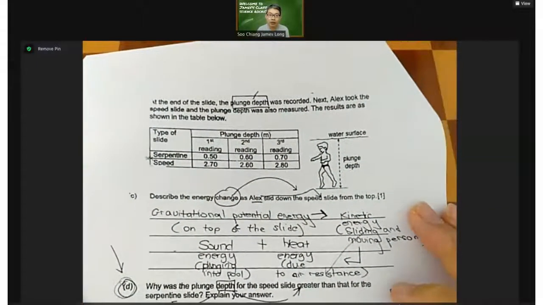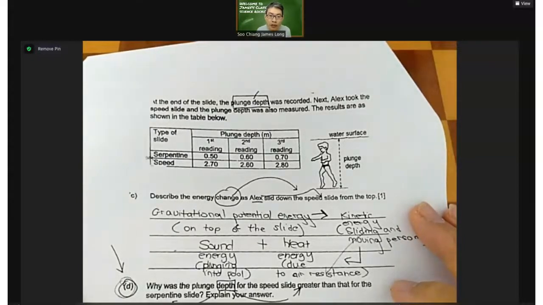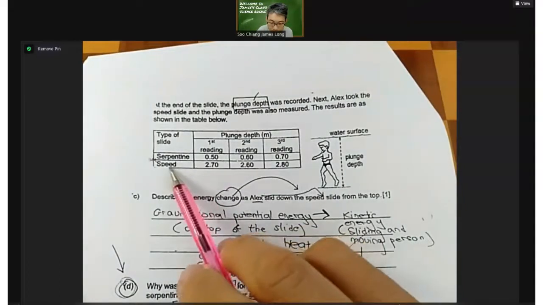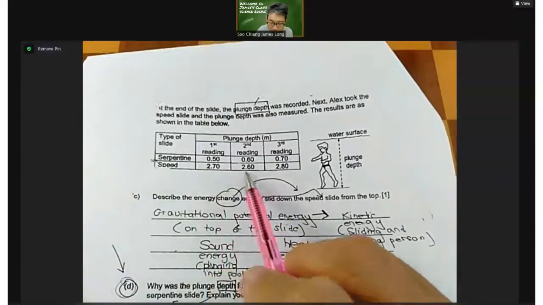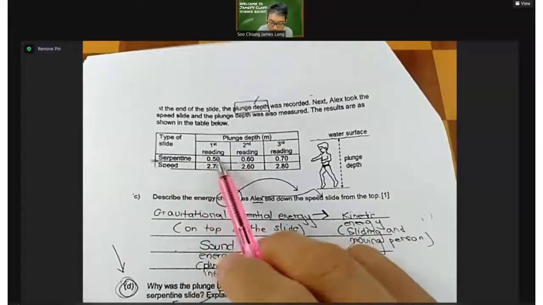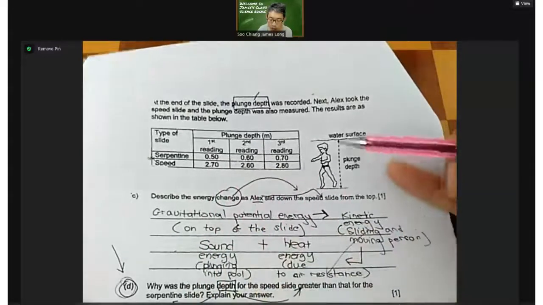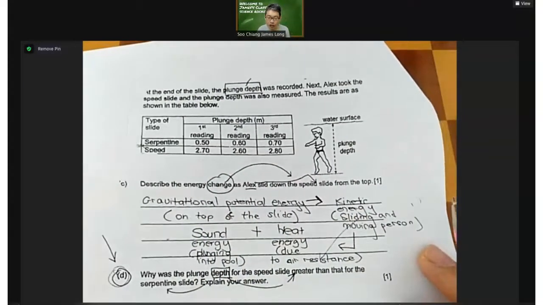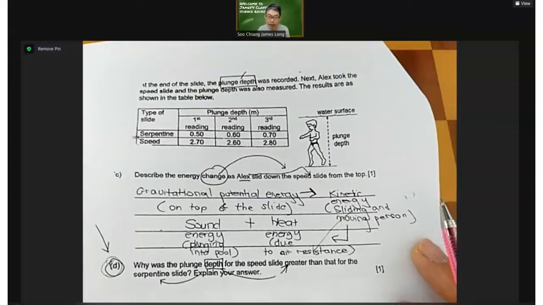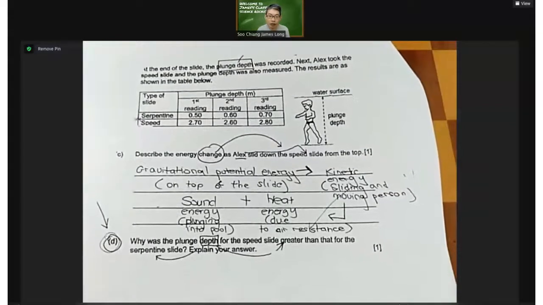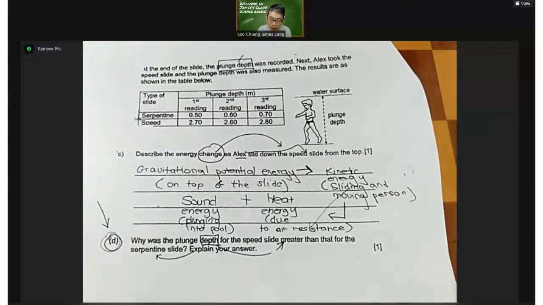So Alex took the speed slide and the plunge was also measured. The results are shown here. The speed slide plunges in further. Serpentine slide, less deep. Plunge depth. Describe the energy change as Alex slides down the speed slide from the top. So look at your explanation.